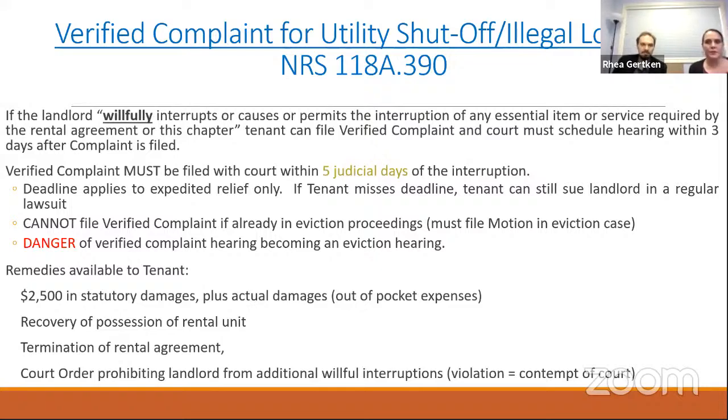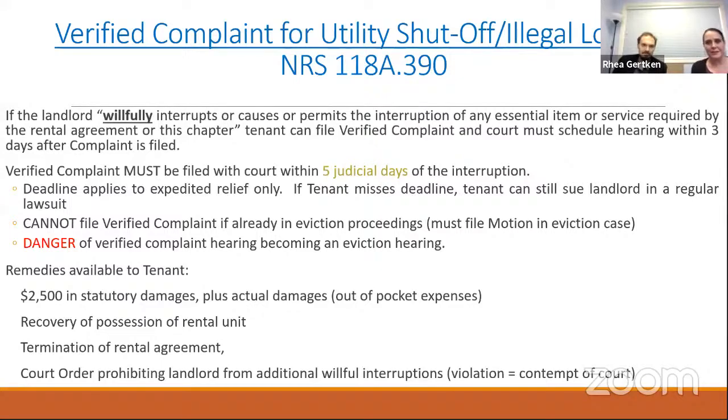So what are the remedies that are available to you with this expedited relief? Well, you can get $2,500 in statutory damages. Now, statutory damages means that you don't have to prove that you incurred $2,500 in damages as a result of the lockout. It's just the statutory damages. The judge doesn't have to award all of that to you, but it's available. And it's going to depend on whether the landlord acted in bad faith, how egregious the landlord's behavior was in this particular situation.